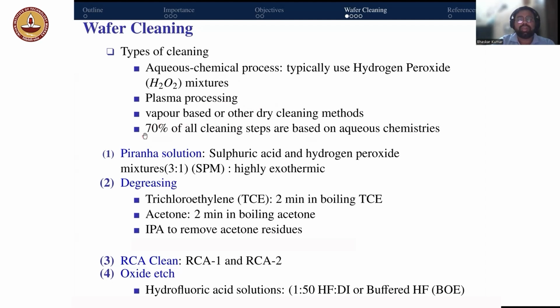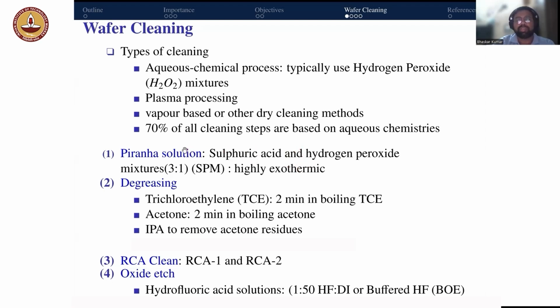So what are the different aqueous-based solutions that are used in the semiconductor industry? We'll look at them one by one. First is the Piranha solution, which is a mixture of sulfuric acid and hydrogen peroxide in the ratio 3:1. That is, we add 3 parts sulfuric acid and 1 part hydrogen peroxide by volume. This is also called the sulfuric acid peroxide mixture. This solution is highly exothermic, as is implied by the name Piranha, and it's voracious and just strips away all the organics and the organic contaminants from the surface of the silicon wafer.